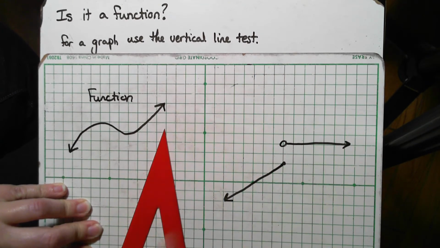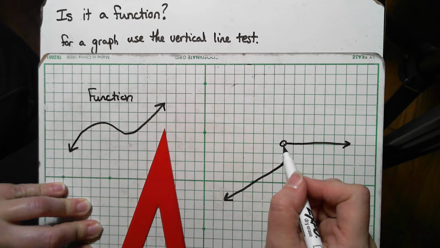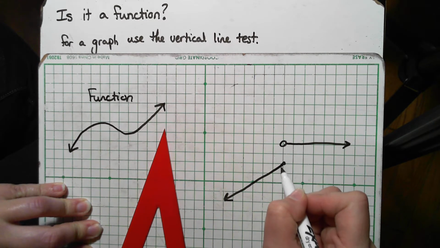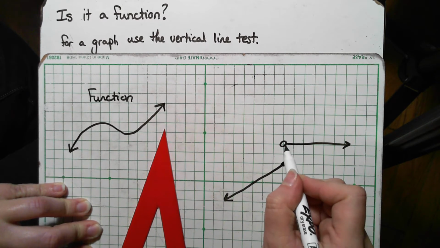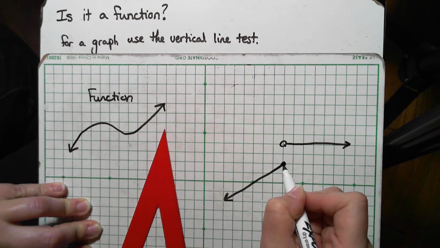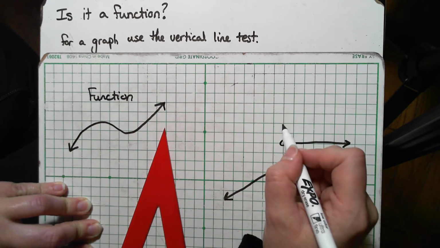But because this is an open circle, it really doesn't touch twice. The open circle means it's not equal to this x value here. Okay, this has a closed circle right there. So because this is an open circle and this is a closed circle, and they're on the same x value, you can definitely say that this is a function.